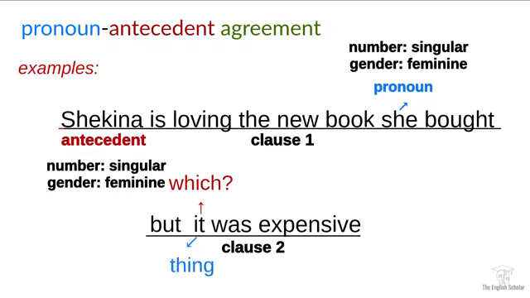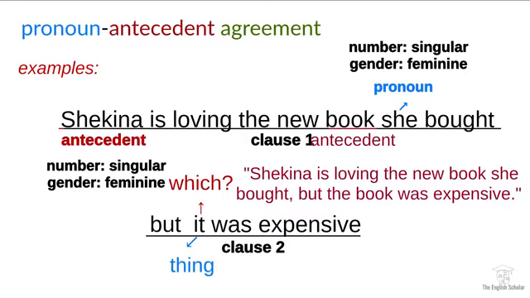The pronoun it is used to substitute a thing, place, or anything that is neutral, or simply genderless. Which noun could be neutral in this sentence? That is the book. So we're saying the book is expensive. Instead of Shekina is loving the new book she bought, but the book was expensive, we replace the book with it to avoid redundancy. There is nothing wrong with the grammar of this sentence, but when we talk about redundancy and accuracy, using pronouns would be our best option.